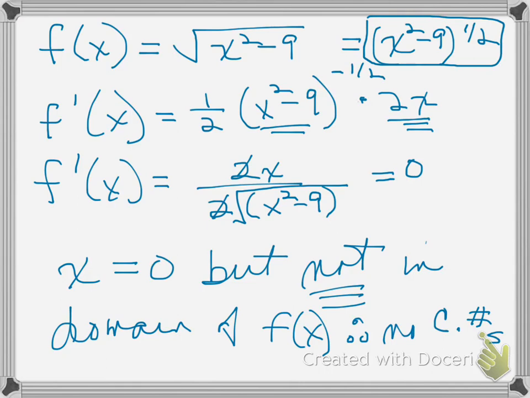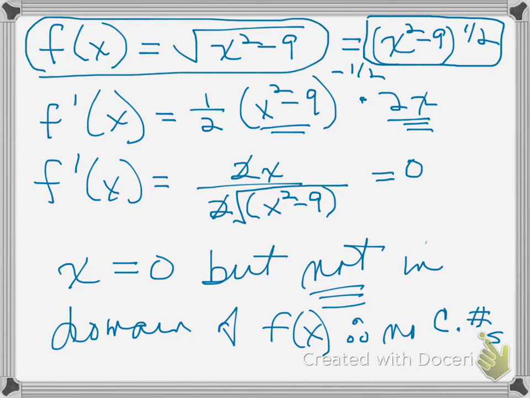Okay, but this is very, very critical for your class. You cannot say that 0 is a critical number because 0 is absolutely not in the domain of your function. Because look what happens. If you plug a 0 into your function, you get radical negative 9, which is imaginary. So your domain does not include 0, so therefore you have to say there are no critical numbers. That is very, very key. Okay, let's go on to 2b.